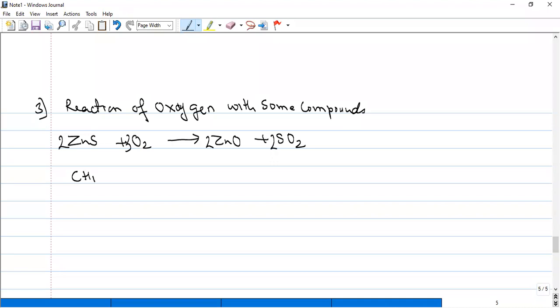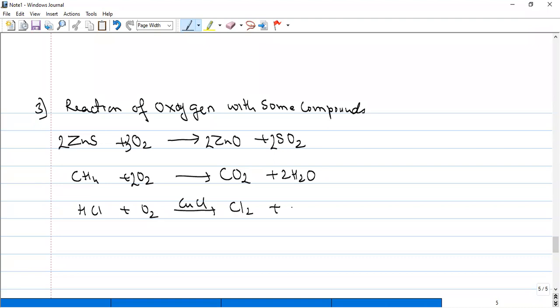Methane, combustion of methane. Methane will form carbon dioxide plus water. Hydrochloric acid plus oxygen. In presence of cuprous chloride, you'll get chlorine plus water. Look.